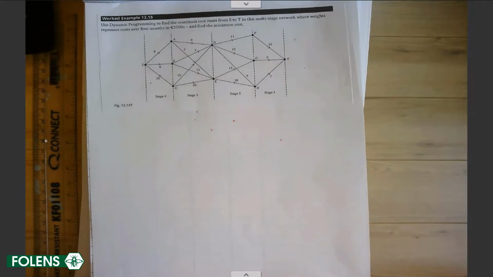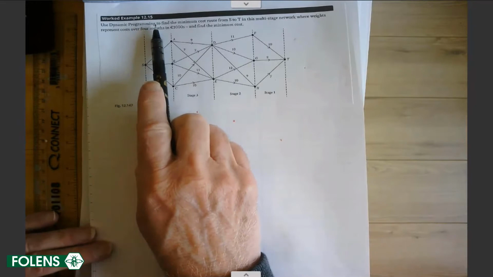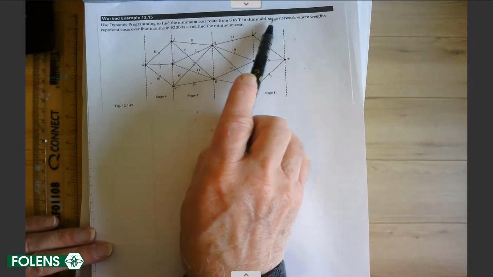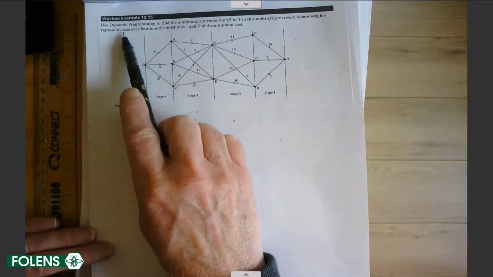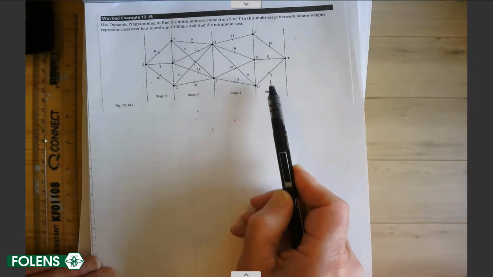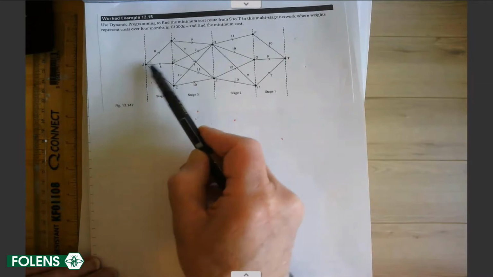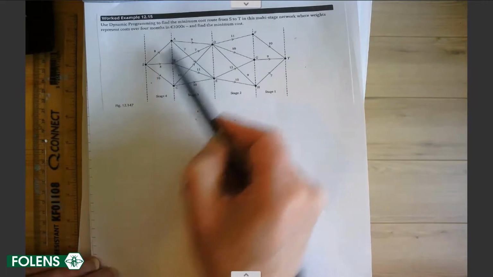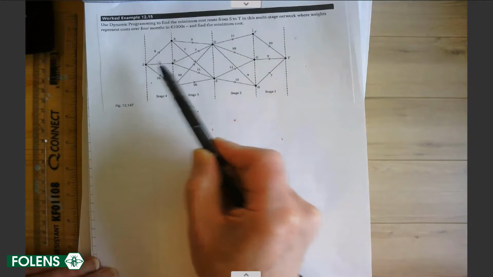Anyway, use dynamic programming, that is, use Bellman's principle of optimality, to find the minimum cost route going from S to T in this multi-stage network, where the weights represent the cost over 4 months in thousands of euro. What is the minimum cost? Now, this means that these might be 4 months. Notice we work backwards. Stage one is the last month. Stage two is the second last month, and so on. In the first month, if we do this action, it might be employing somebody or doing something. These are various actions. As we shall see later on, these will have real life meanings when we get down to brass tacks. But for the time being, this is just a contrived thing.